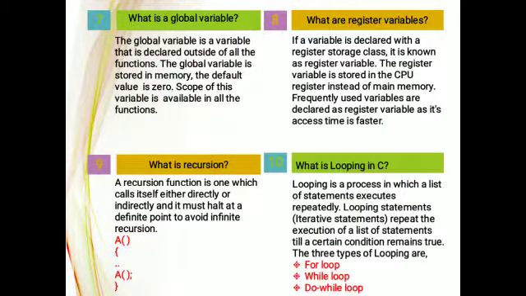What is looping in C? Looping is a process in which a list of statements executes repeatedly and it repeats until a condition remains true. And these statements are known as iterative statements. There are 3 types of looping available. They are for loop, while loop and do while loop.